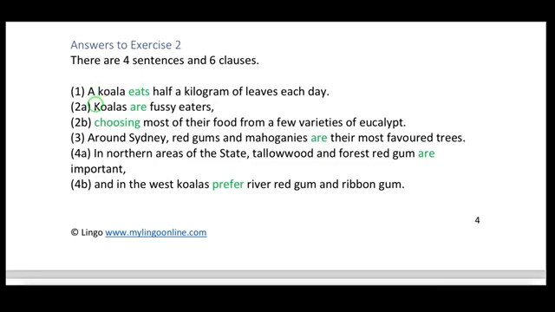In sentence number 2, starting with capital K for koalas, ending with a full stop, that's one sentence. But it's got more than one clause. It actually has 2 clauses. And again, how do we know this? Well, the verb groups are highlighted in green. So are is one verb group, and choosing is another one. 2 verb groups, 2 clauses. Number 3. Around Sydney, red gums and mahoganies are their most favoured trees. So that tells us that there's 1 clause in this sentence.